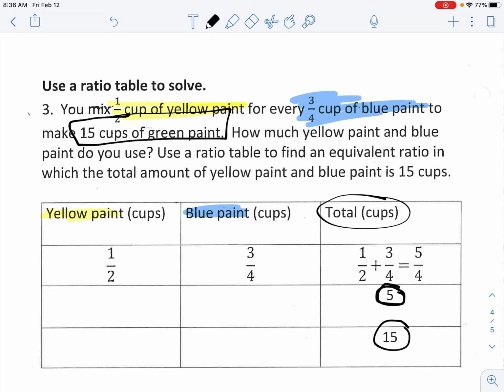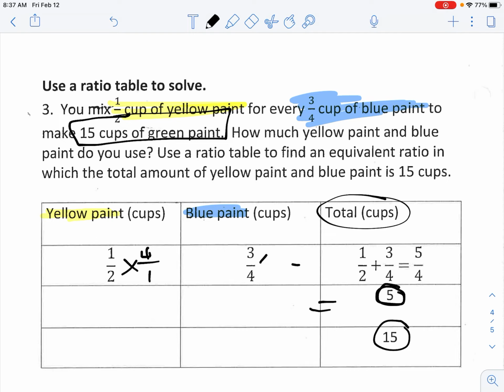Let's see, if I doubled the amount of paint, if I did 1/2 times 2, that would be 1 cup of yellow. And if I did 3/4 times 2, that would be 1.5. Now, was 1 plus 1.5 equal to 5 cups? No. Okay, so some of this is going to be trial and error. What if I, instead of times 2, do times 4?